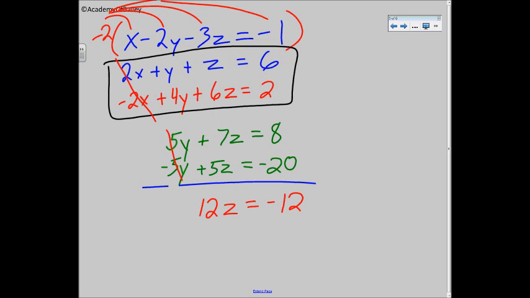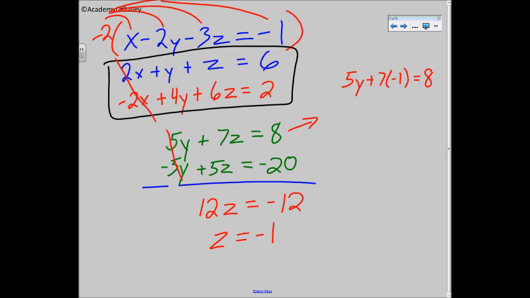Divide both sides here by the positive 12. That leaves us z is equal to negative 1. Can't beat that. We're going to take this one here and plug in for z. Plug negative 1 in for z. And that leaves us this.